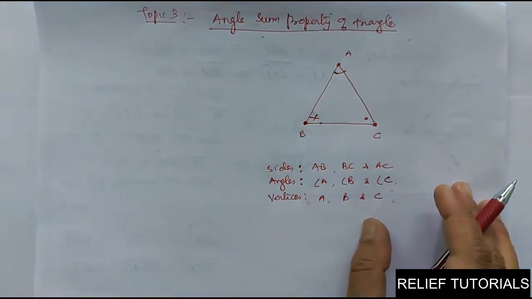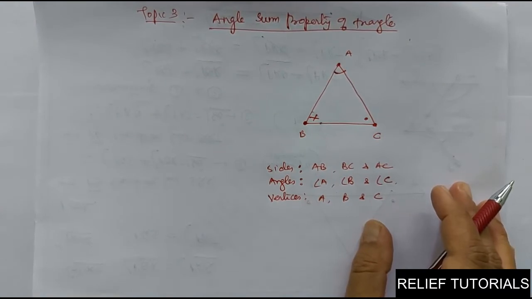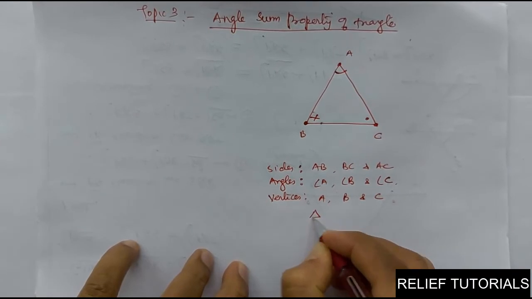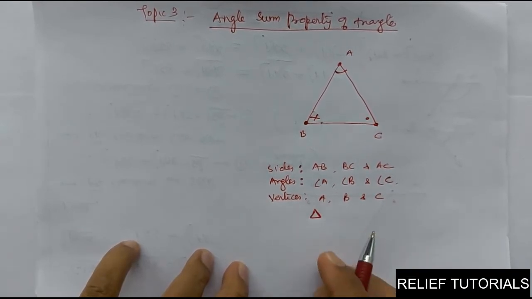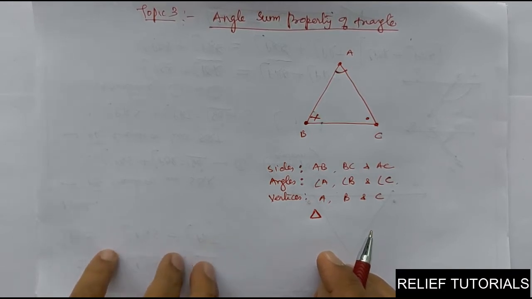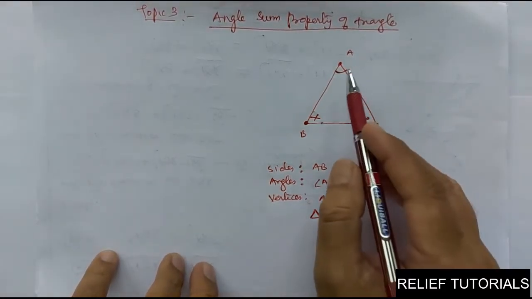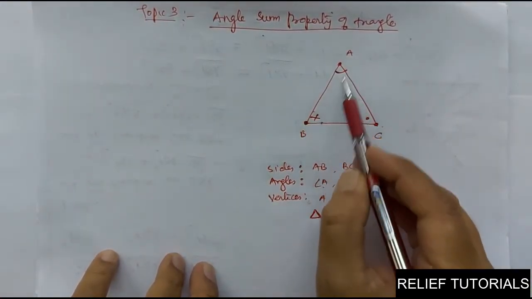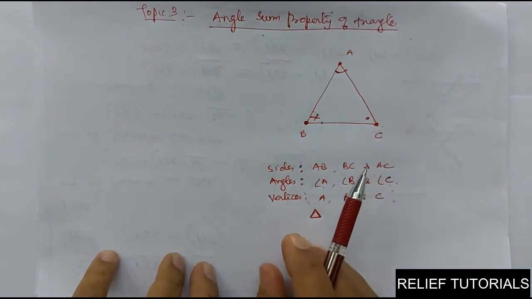So a triangle is a closed figure which is formed by three intersecting lines. It has three sides, three angles and three vertices, and we denote the triangle by a symbol. This is the symbol we use for triangle. Now, interior angles of a triangle. So here, angle ABC, they are called interior angles of a triangle.